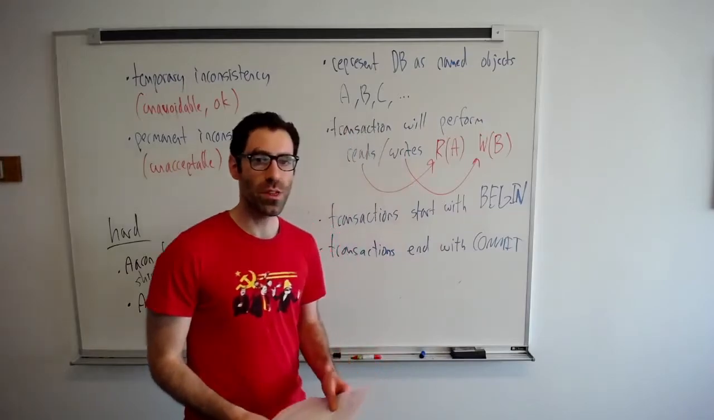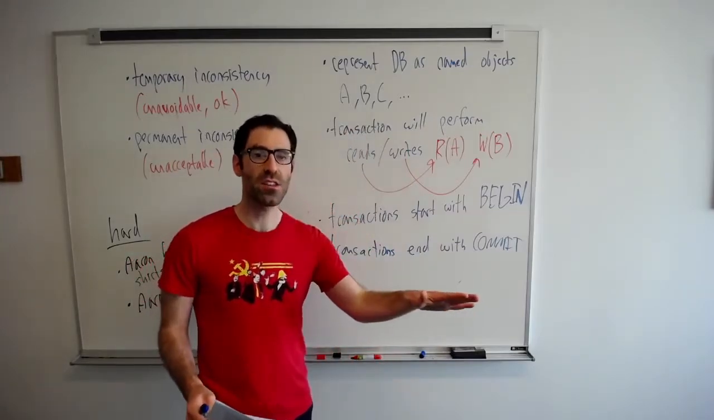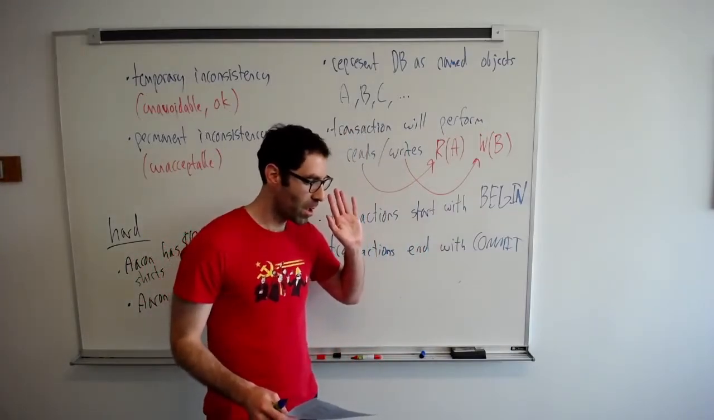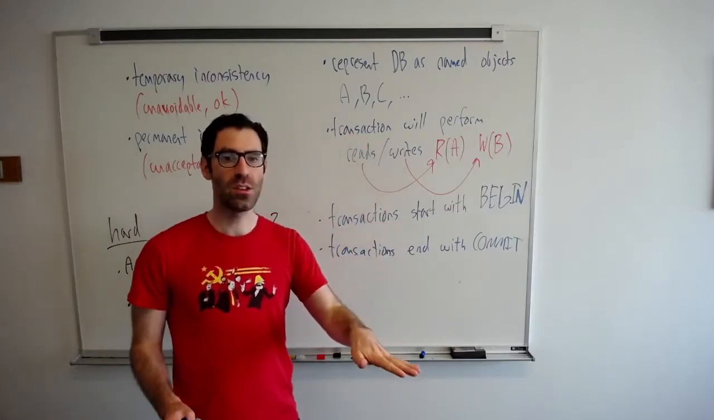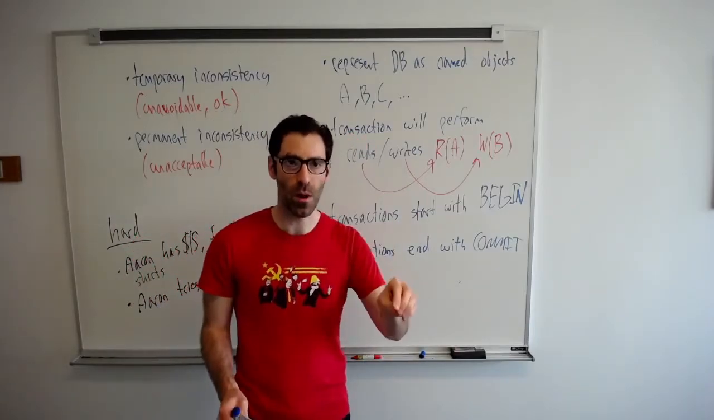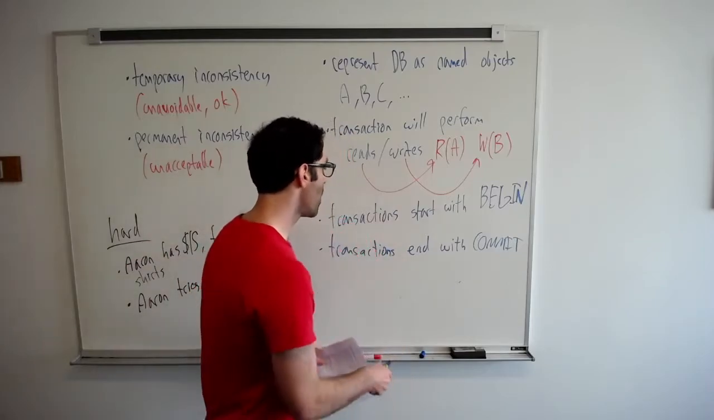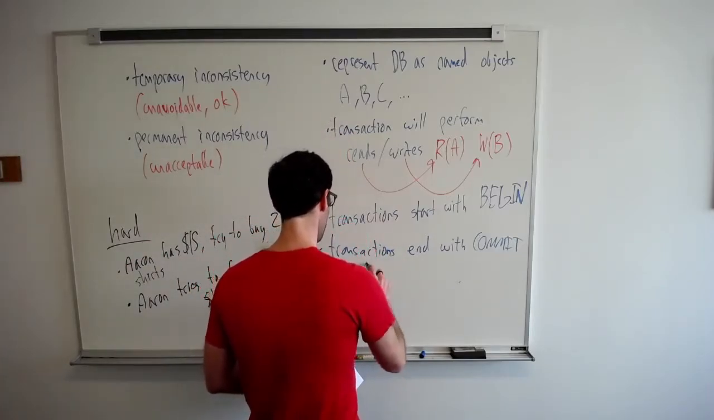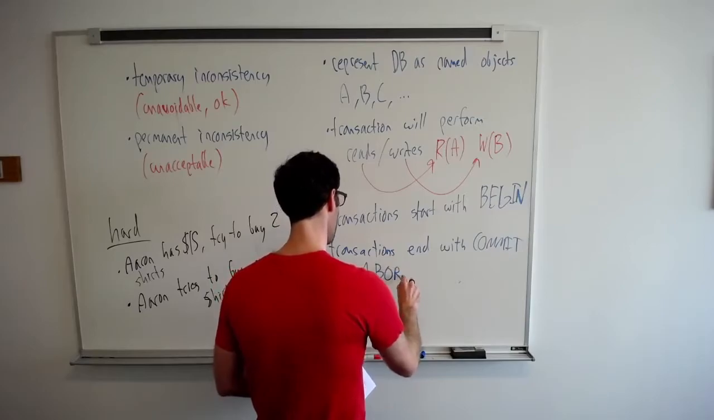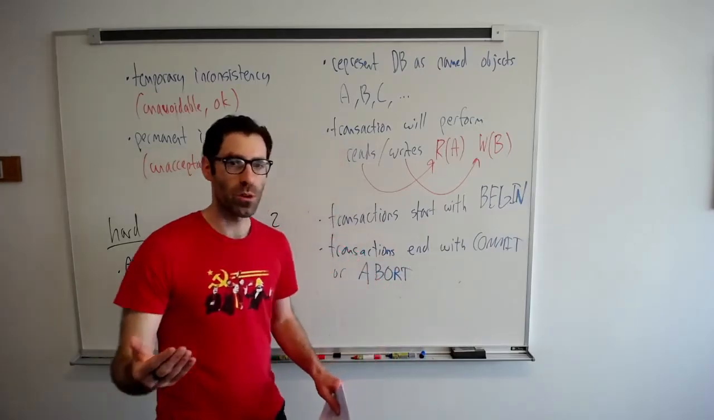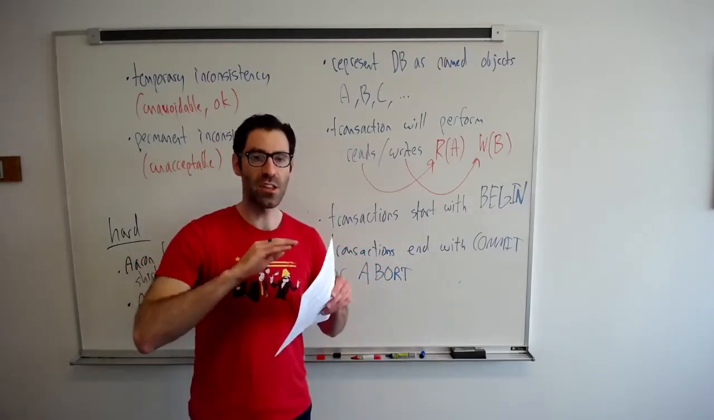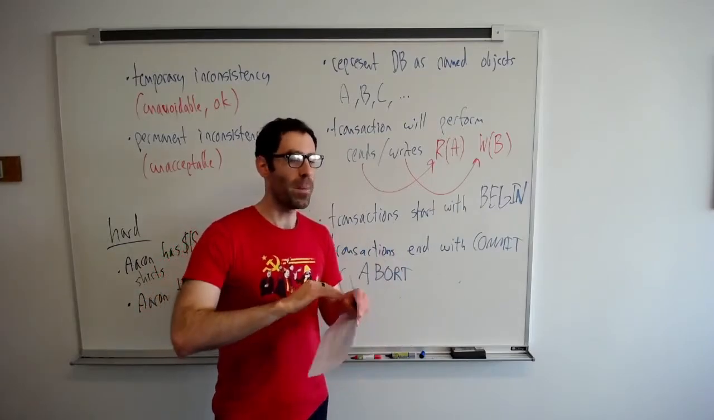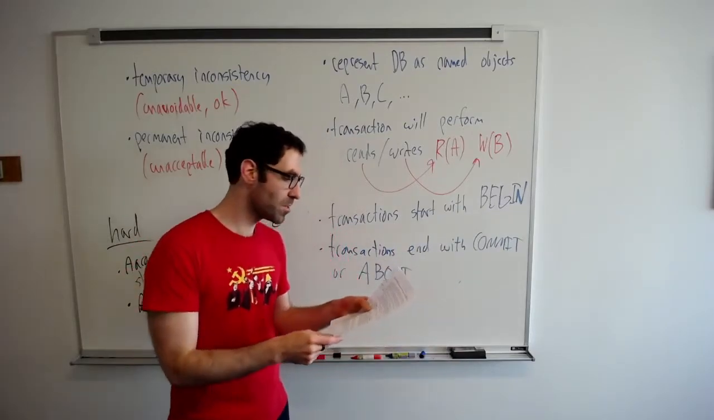And then transactions will end with commit, which means, all right, this is the end of the transaction. Make these operations a permanent part of the state of the database. Or they end with abort, which says, all right, this transaction, it's not actually happening. Make it as if none of these things happened.